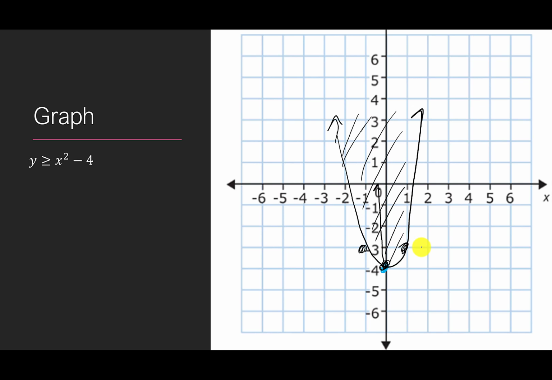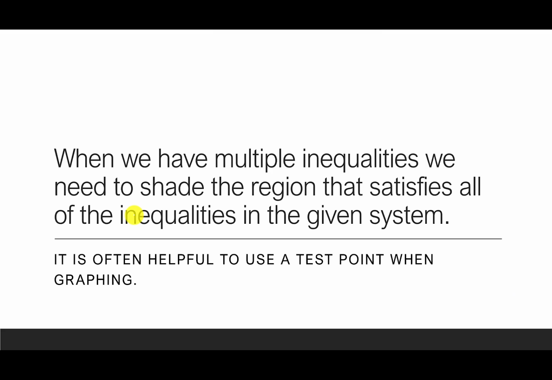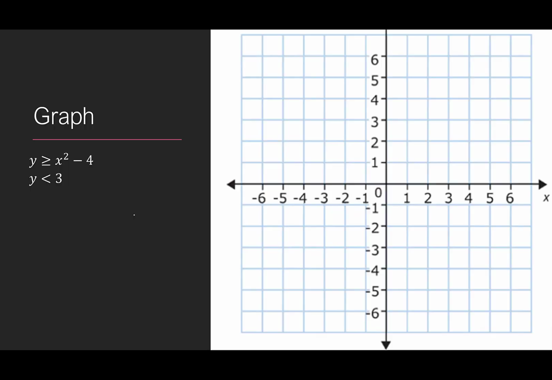Again, you could have picked the point (0, 0) and said 0 is greater than or equal to 0 squared minus 4, which says 0 is greater than or equal to -4, which is true. And you would say that's where I'm going to shade, where (0, 0) is. When we have multiple inequalities, we're going to need to shade the region that satisfies all of the inequalities in the given system. It's going to be helpful to use that test point again when we're going to graph.